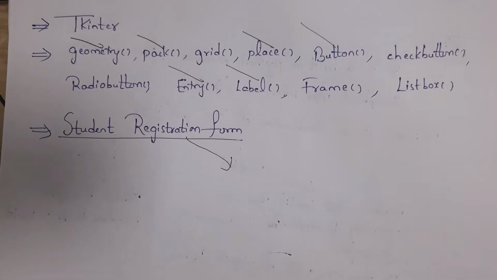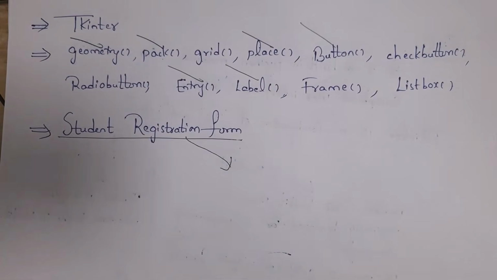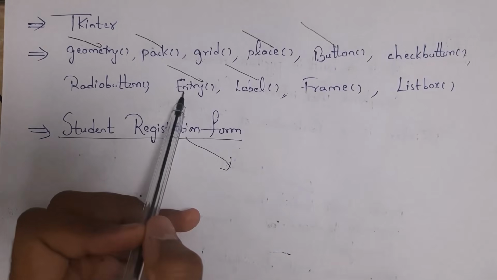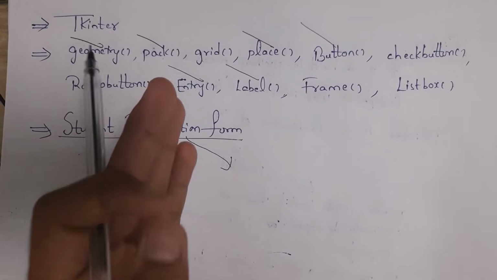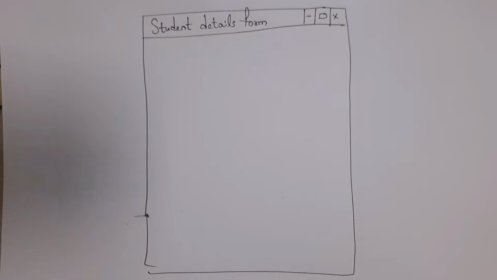Guys, next I will explain how to create a student registration form. In this example, we will use the grid method in order to place widgets in particular locations. And in this example, we will create a check button and entry widget. We will create a button widget, check button widget, radio button, entry, and label. We will create all these widgets by using all these methods. I will write a program in order to create a student details form.